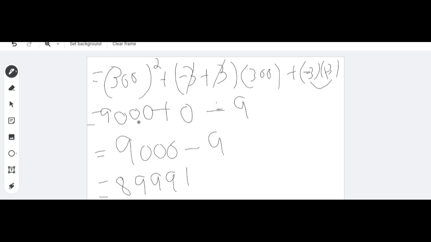So this is by adding minus 900 with the 9. This will be the answer. These are 4 zeros, 4 zeros, because we are taking the scale, 4 zeros.